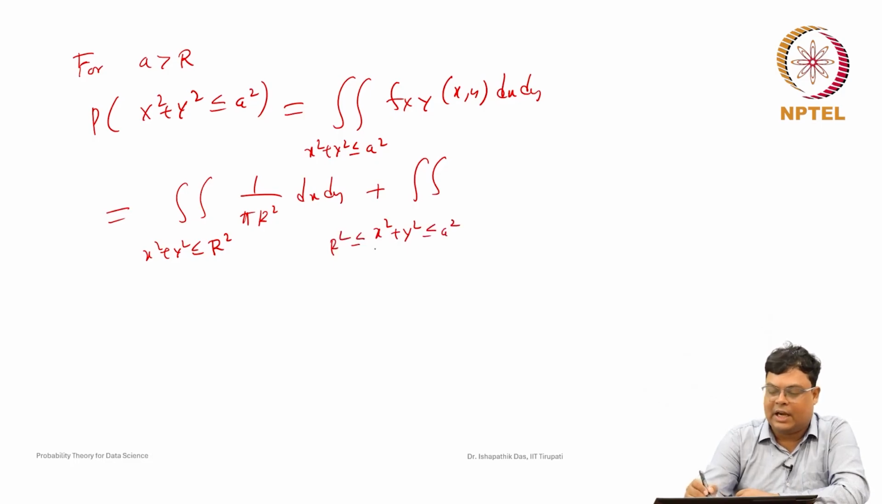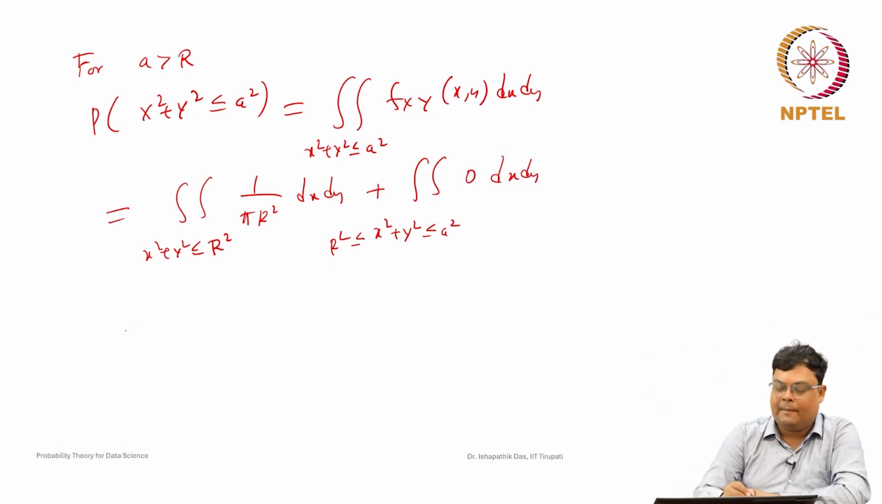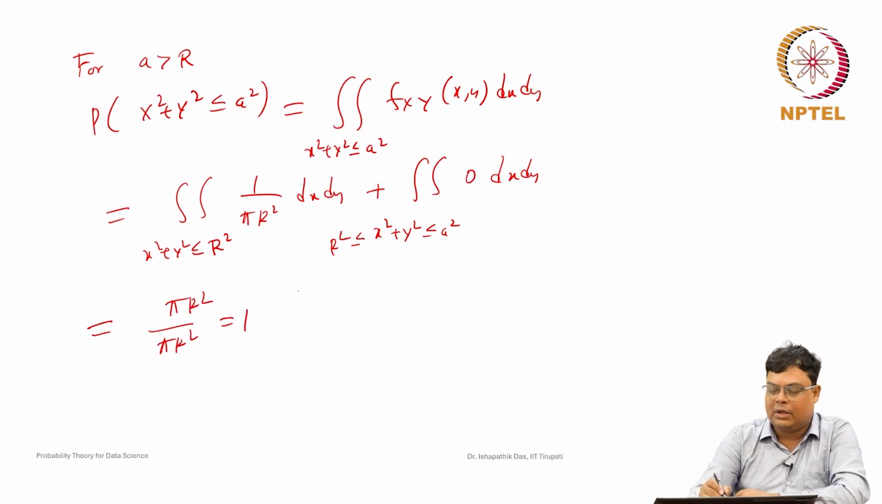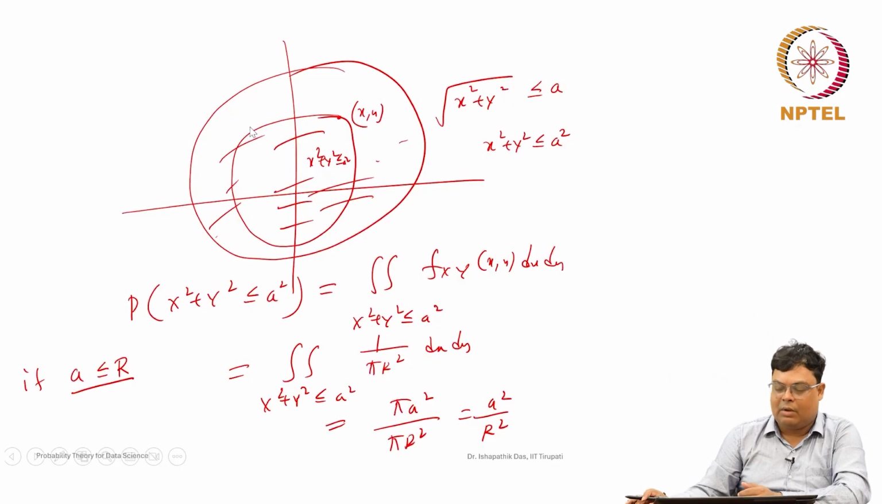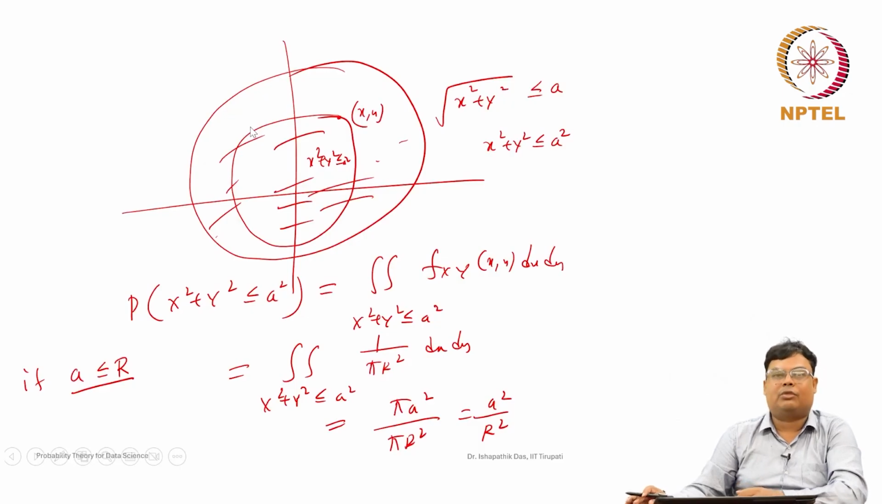Since a is greater than r, the density is 0 in this region. So, this is pi r square by pi r square, which is 1, plus 0, the remaining part is 0, so this is nothing but 1. So, for a greater than r, the probability will be 1, and for a less than or equal to r, this probability will be a square by r square.